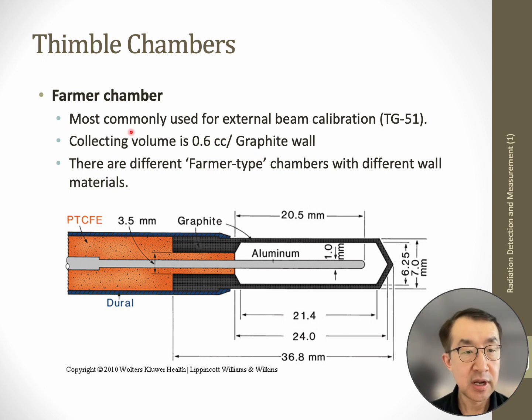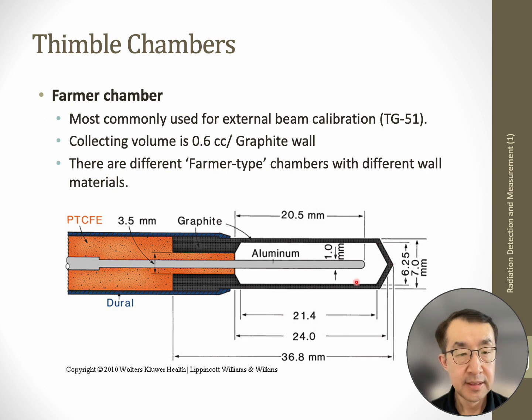So it is most commonly used for electron beam calibration. Most of you guys actually already learned the lecture about TG51, photon electron linear accelerator calibration. So that's our go-to chamber. Okay, so what is unique about this chamber? The active volume is less than 1 cc, very, very small, and the wall is graphite.